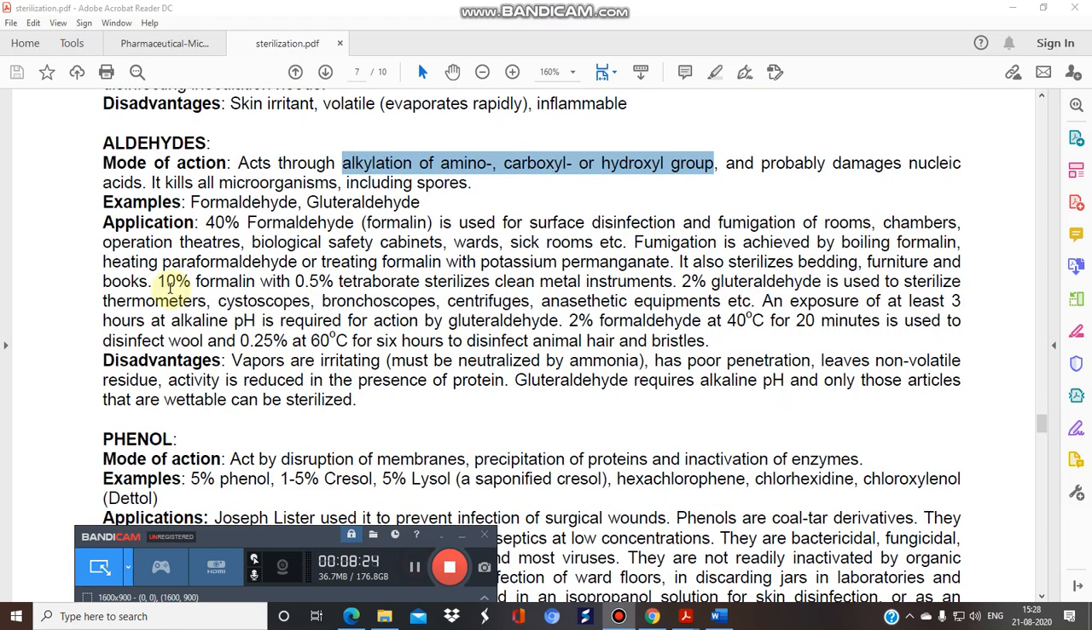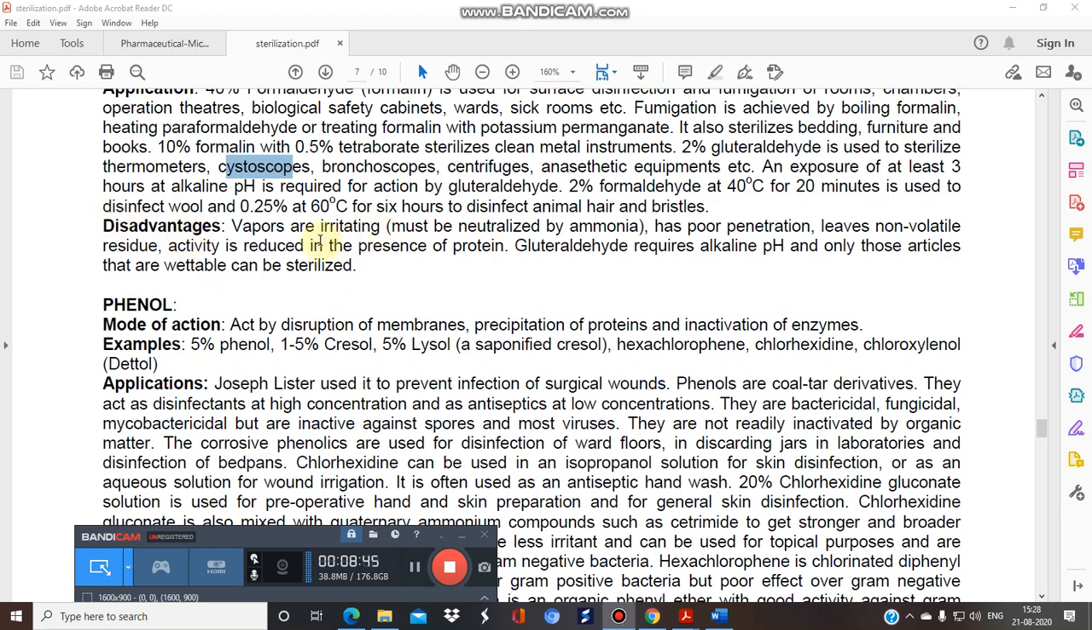There are different concentrations, like 10% formalin with 0.5% tetraborate, used to sterilize or clean metal instruments, whereas 2% glutaraldehyde is used to sterilize thermometers, centrifuges, anesthetic instruments, equipment, etc. Always remember there are disadvantages: the vapors are irritating, it sometimes has poor penetration, and it leaves a non-volatile residue. This is the serious disadvantage.